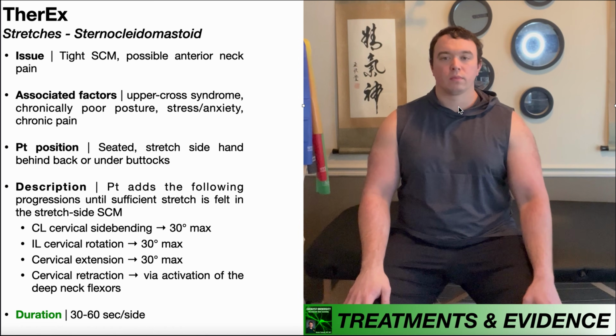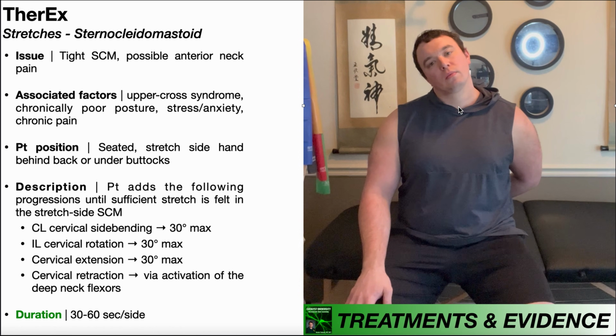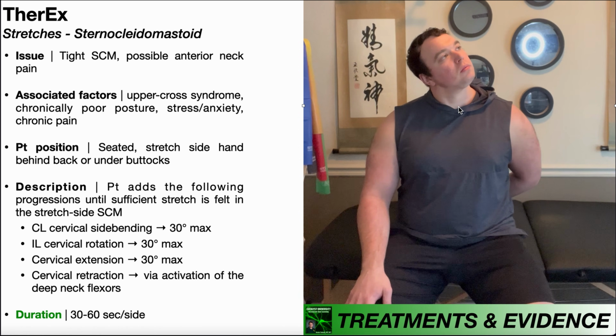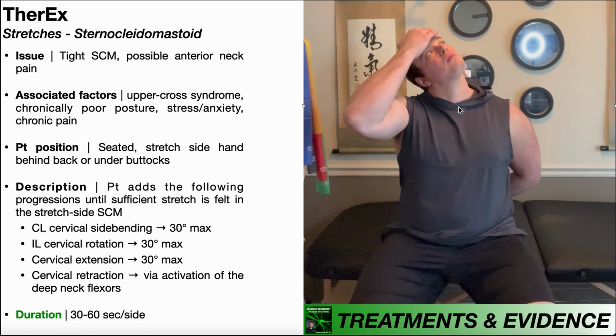Once again, stretch side upper extremity behind the back, contralateral side bending, ipsilateral rotation, extension, and manual overpressure plus cervical retraction. And you would hold this position for about 30 to 60 seconds per side that you're stretching.